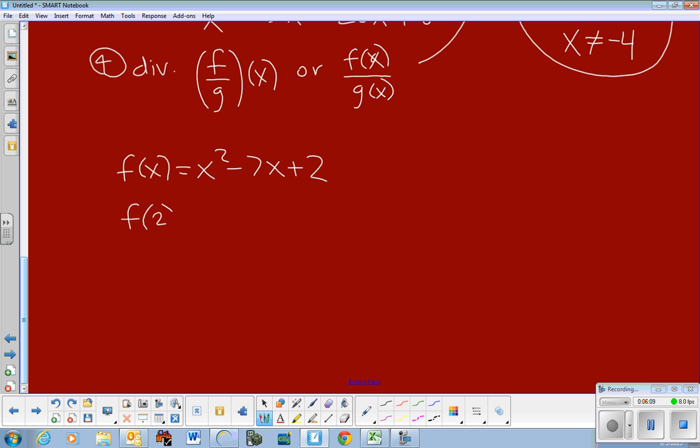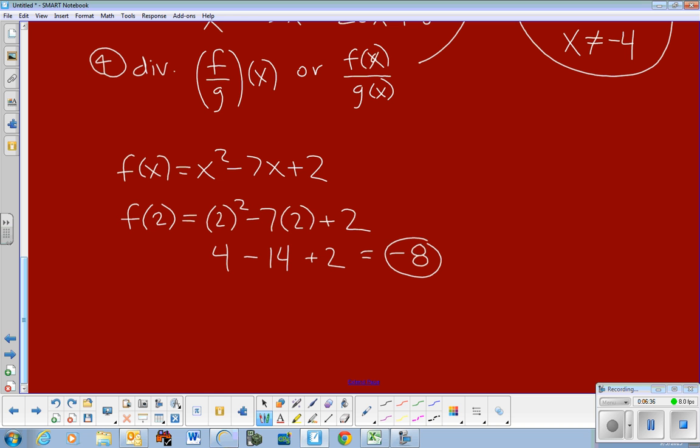What is f of 2? All right. If you write f of 2, what you're saying is let x be equal to 2. Evaluate this function at x equals 2, which means every single x in the function needs to be changed to a 2. So I get 4 minus 14, which is negative 10, plus 2 is negative 8. So that's what we call f of 2. Subbing in a 2 is not that complicated.